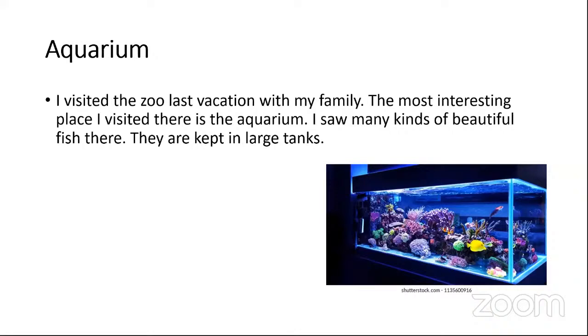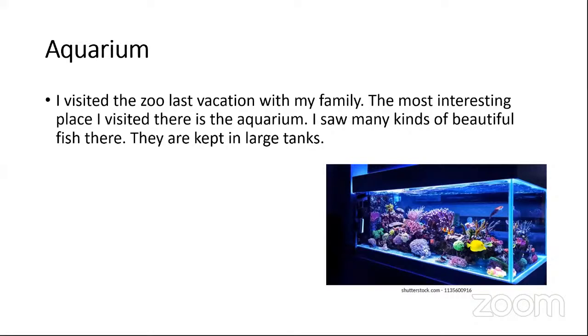So you know in this paragraph what is said there. In this, a boy or girl has visited the zoo with his family. What is his most interesting place? His most interesting place is the aquarium. Now, do you know the meaning of aquarium? Just try to remember. Looking at the picture, you will easily get the meaning of the word aquarium.